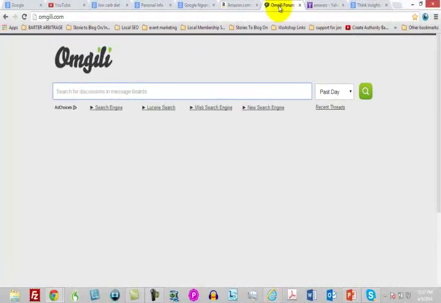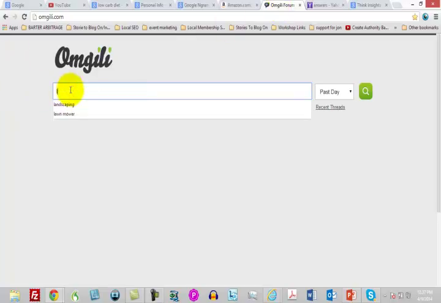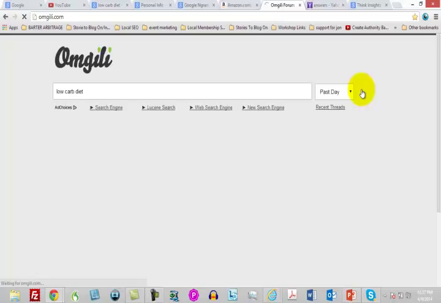If you want to know what the conversations are in message boards and online forums, you can use a site called OMGILI. Now, there are other sites that are similar to this one. I think there's one called Board Tracker. They range in what they do. OMGILI is probably the most well known. You're going to put your search term inside of their bar, and you're just going to do a search, and you will find out what has been talked about over the specific period of time.